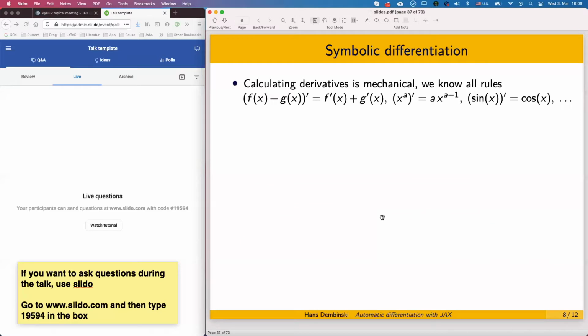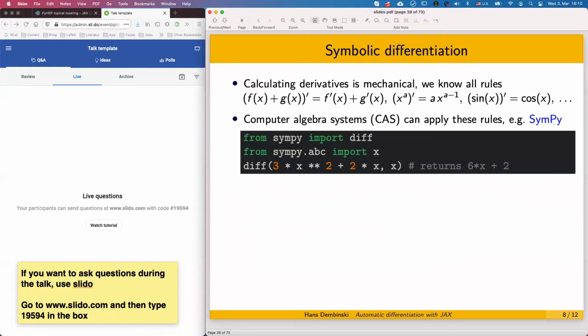Okay, so this is all about numerical differentiation. Then the next thing is symbolic differentiation. This is what you do on paper. We know all the rules for how to compute derivatives, right? It's purely mechanical. You don't have to think about it. There's no art in differentiation as opposed to integration. So you can teach all these rules to a computer algebra system, for example SymPy, and then you can ask SymPy to compute the derivatives of this formula.